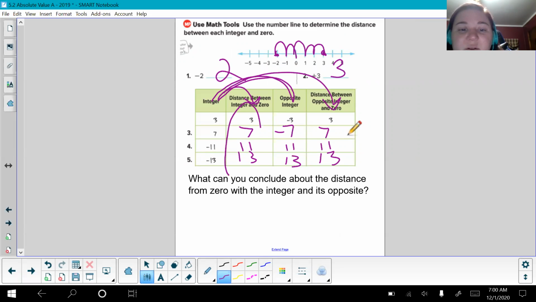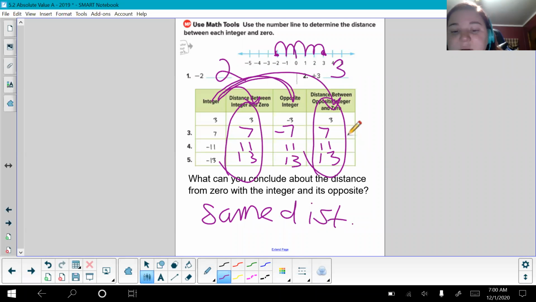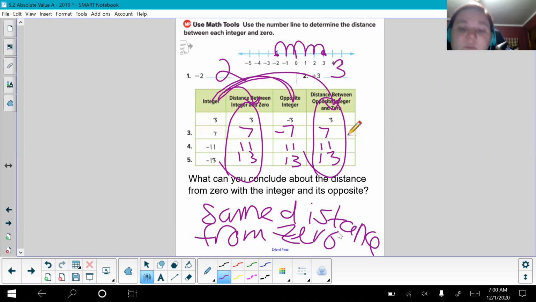If you notice, no matter if it's positive or negative, the opposite of the integers, they are the same distance from zero. So it doesn't matter if I am a +7 or a -7, I'm still 7 spaces from zero, hence the definition of an opposite. Well, what does this connect to?